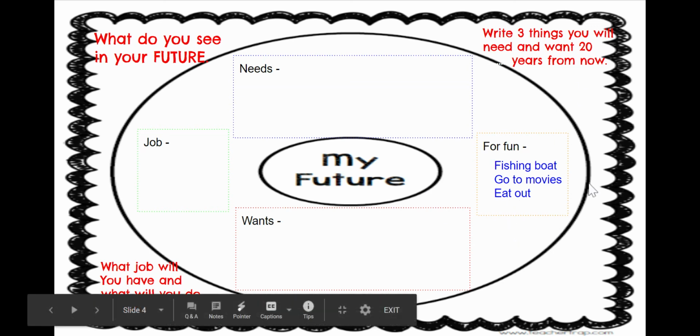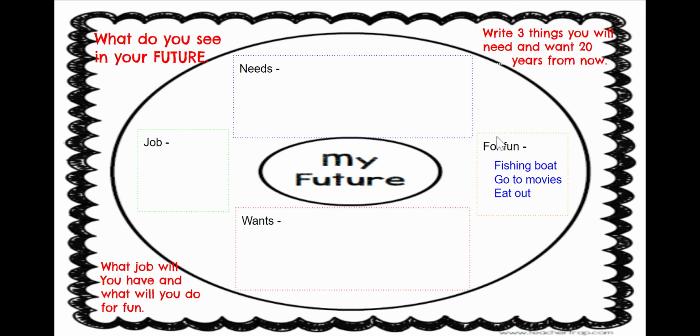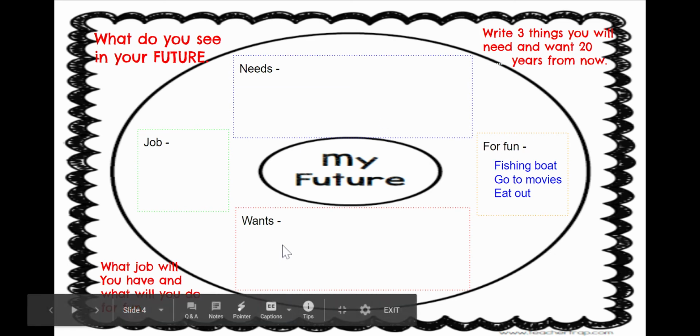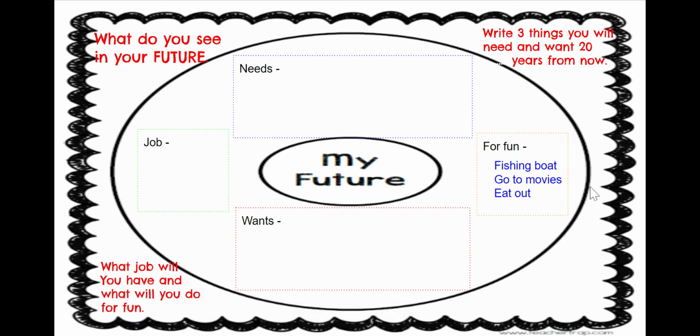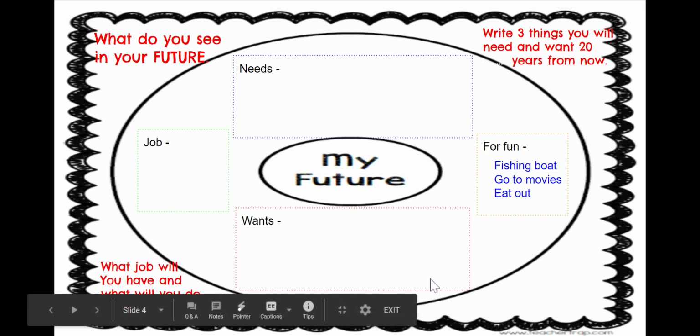Okay. So it can be a wide range of things. It can be big things like your own fishing boat or a mansion, but it's for fun though. So that might be a want, is your mansion. What you do for fun might be redecorating your mansion, right? Or it can be something simple like eating out.